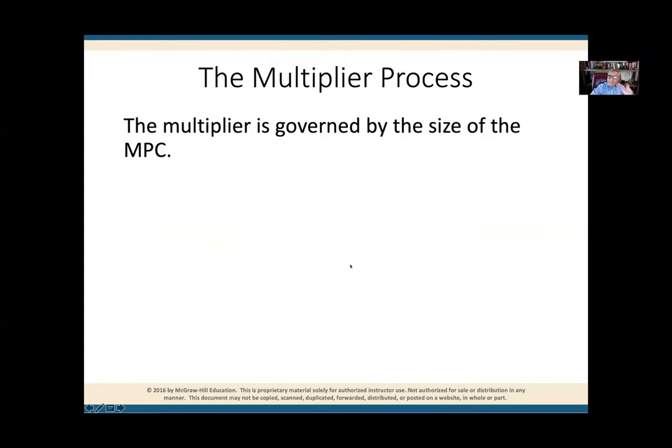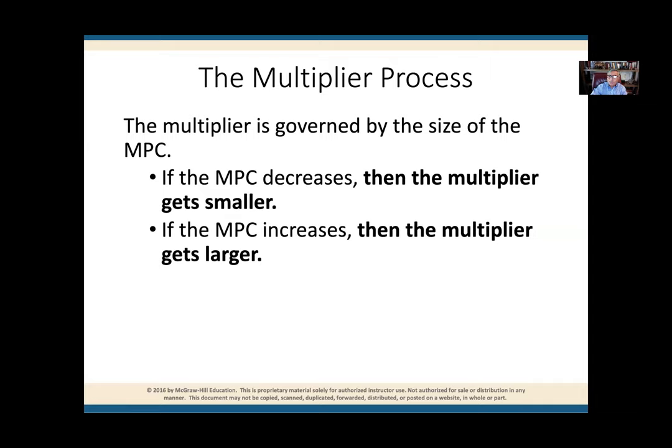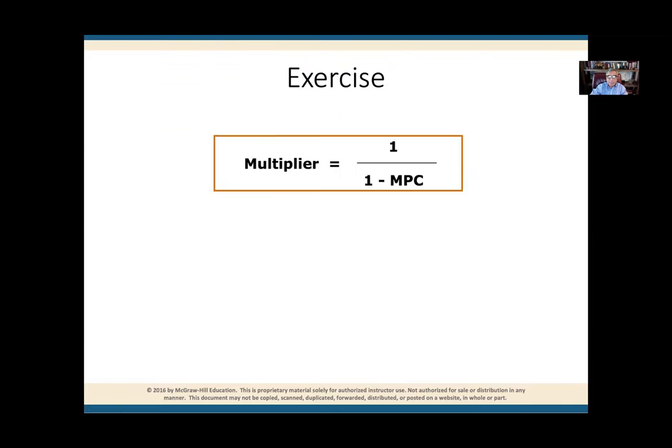So the size of the multiplier is going to be affected by the size of the MPC. Right? So think about this. If the MPC is 0.9, how much is the multiplier? 10. If it's 0.8, the multiplier is what? 5. If it's 0.75, the multiplier is 4. So as the MPC decreases, the multiplier becomes smaller, and vice versa. And again, you don't have to know this. It's just simple logic, okay? How it impacts. So, little exercise.